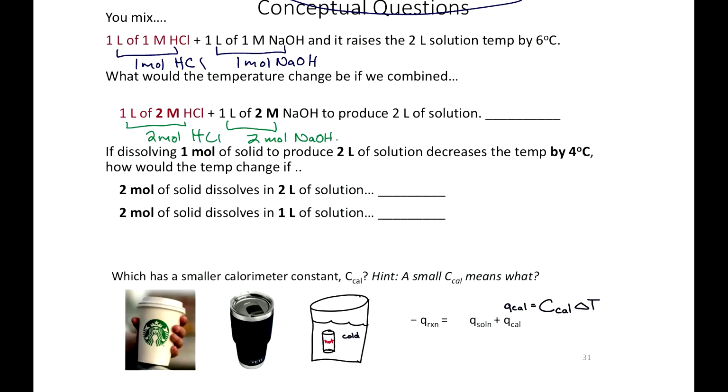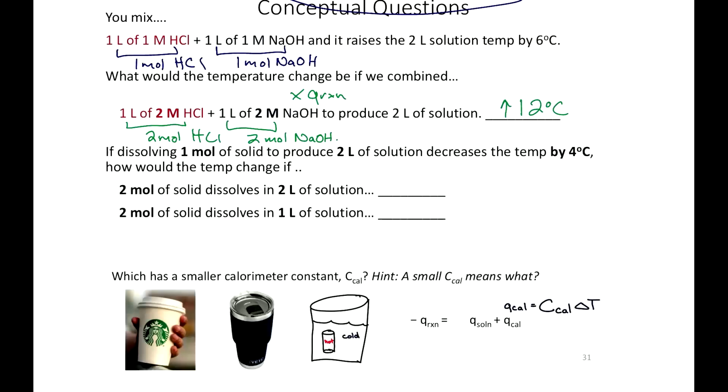So are we generating the same amount of Q in this second one? No, we should be generating how much Q? Double, because there's double the amount of matter that's there. So if we double the amount of heat, but we're heating the same volume of liquid, what should our temperature change be? It should go up by, how much do you think? 12 degrees Celsius, because we doubled the amount of Q from the reaction, because we're doubling the amount of reactants that are there.